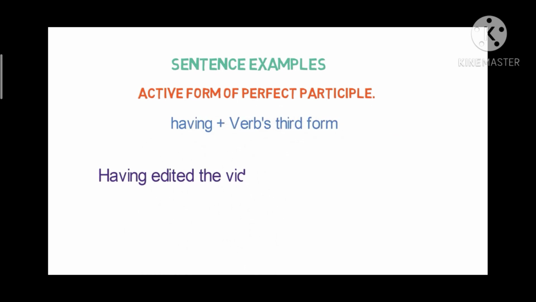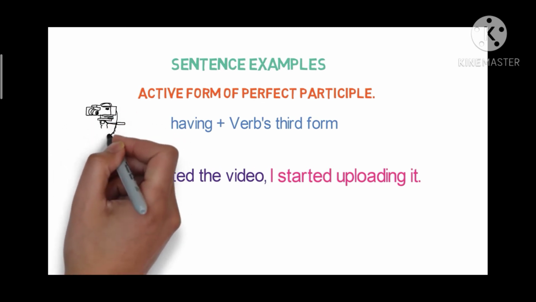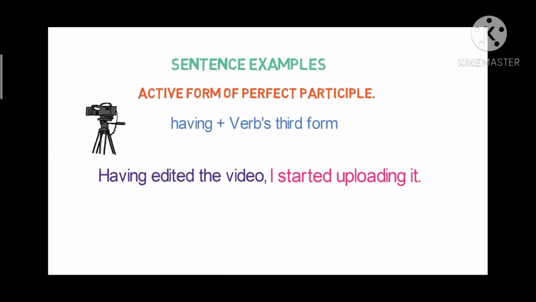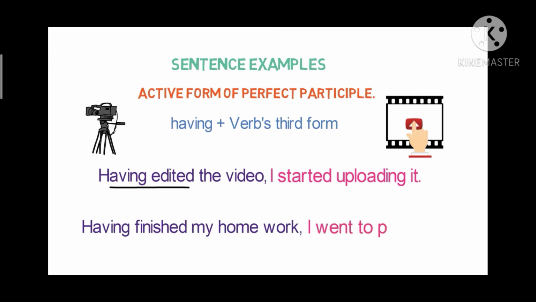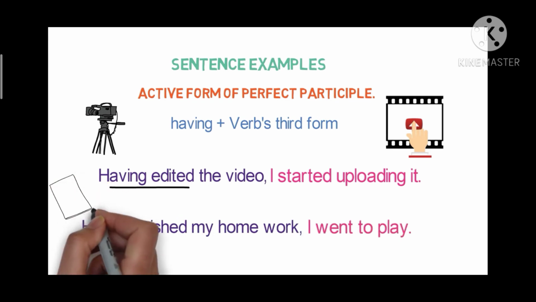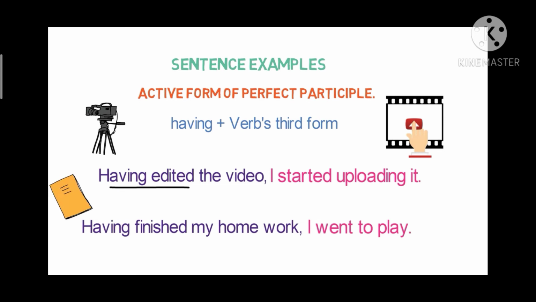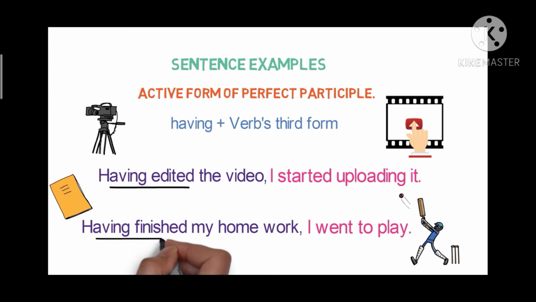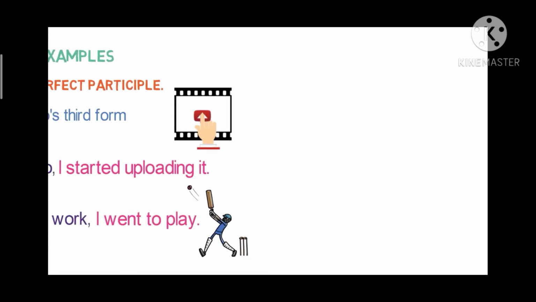Having edited the video, I started uploading it. Here, the first action of editing the video is completed and the second action of uploading is started. So, having edited is perfect participle here. Let's look into one more example of active form. Having finished my homework, I went to play. Here, the first action of finishing the homework is completed, and the second action of playing was started after that. So, having finished is perfect participle here.